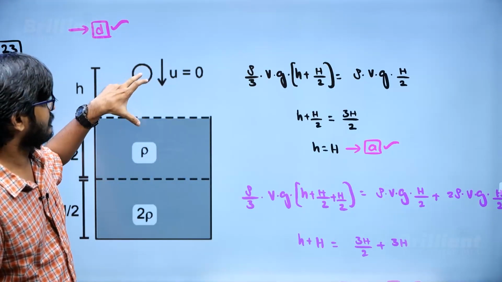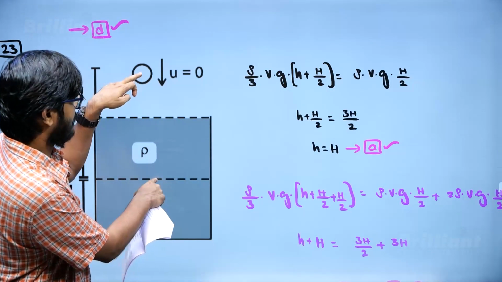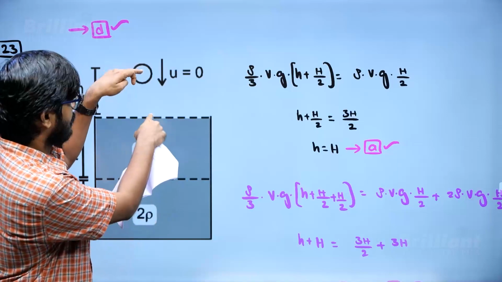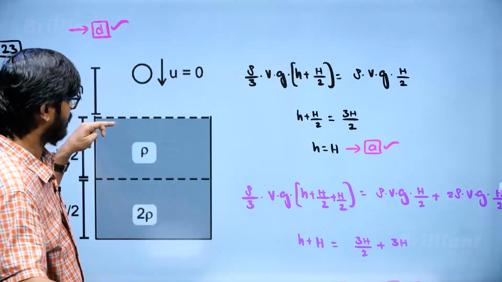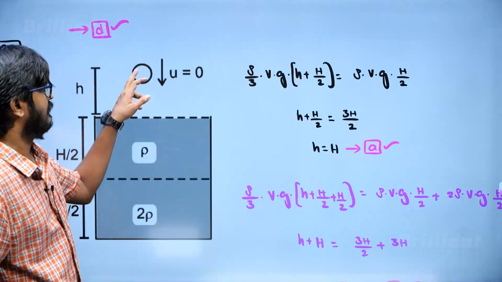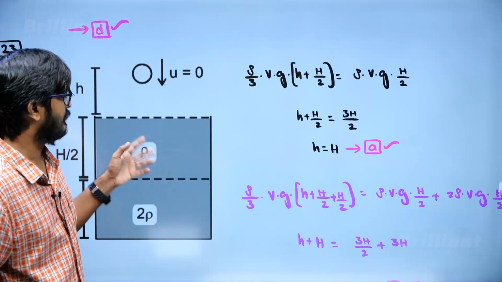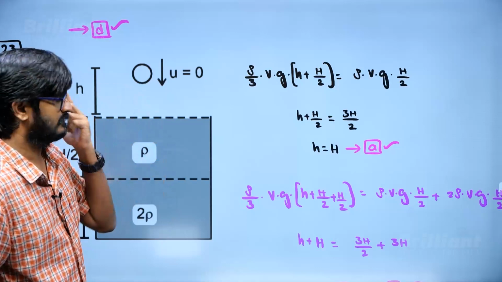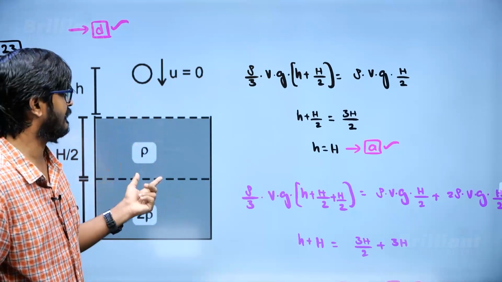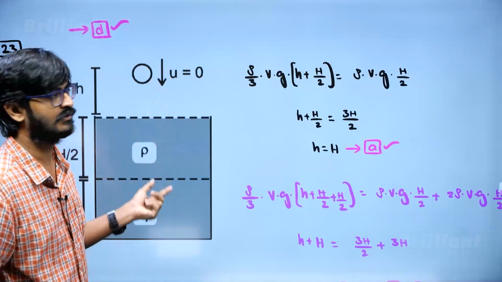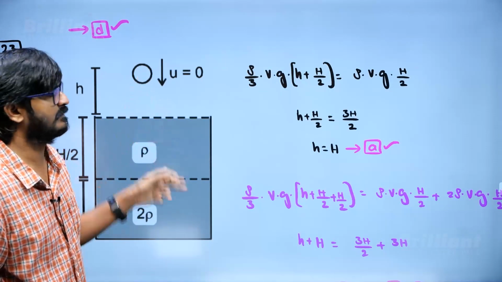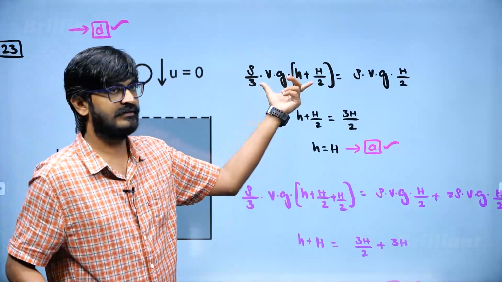So what is the work done by gravity? Work done by gravity from here to here is mg into this height plus this height, so mg into small h plus h by 2. That is the work done by gravity. It is positive, and it will be equal to the work done by this liquid in the opposite direction, magnitude wise. Total work done equals change in kinetic energy, and total work done is 0. Gravity will be doing positive work, this liquid will be doing negative work, and magnitude wise they must be equal.